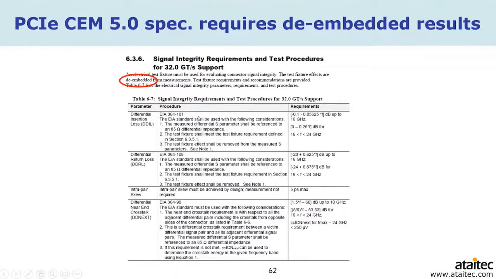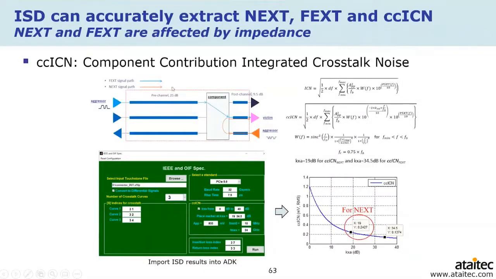And then there's one interesting thing in PCIe 5.0, CCICN, right? Component contribution integrated crosstalk noise. Basically NEXT and FEXT can be affected by impedance, especially NEXT, right? They are affected by impedance. And so if you don't do the embedding correctly, then NEXT and FEXT will be off.